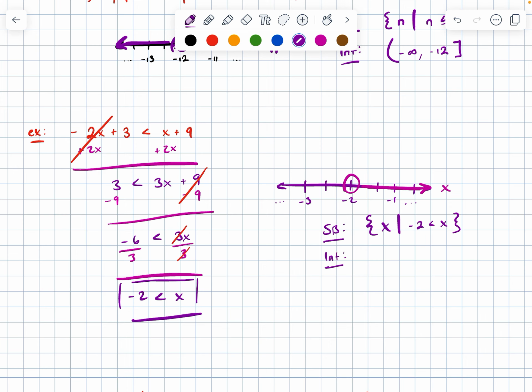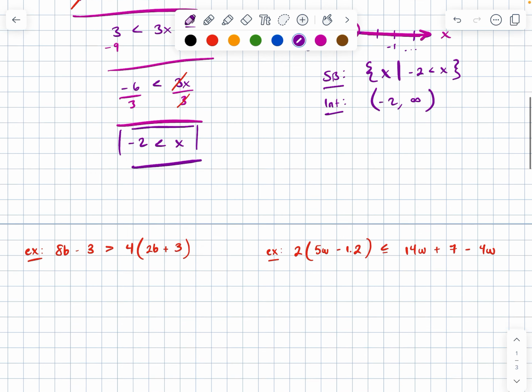What part of the number line did I start with? Well, on the left, I started with negative 2. I go all the way off to the right, so I'm going towards positive infinity. Positive infinity never included gets a parentheses. Negative 2 has an open circle. It's not included. It gets a parentheses as well.